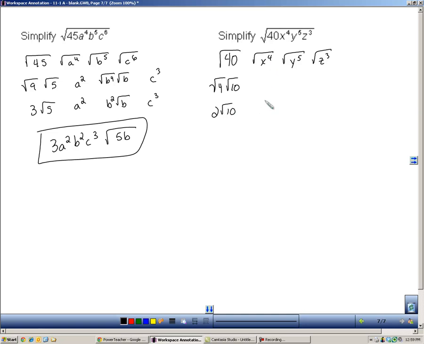For the x, it's got an even exponent, so we cut it in half. For the y, we make it y to the 4th times the square root of y, and that becomes y squared times the square root of y. And then for the z, square root of z squared times the square root of z, and that becomes a z with a square root behind it. Writing everything outside of the radical sign first, and then everything under the radical sign comes at the end.